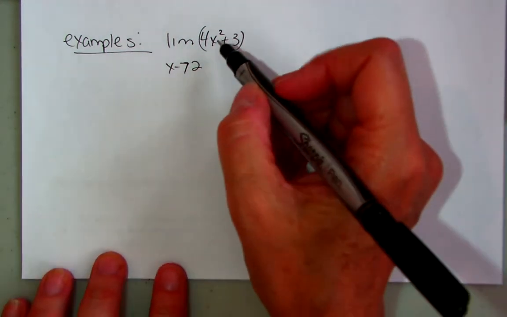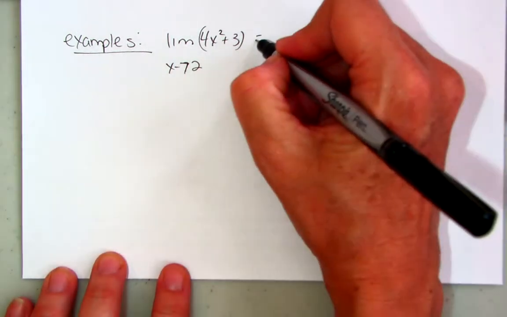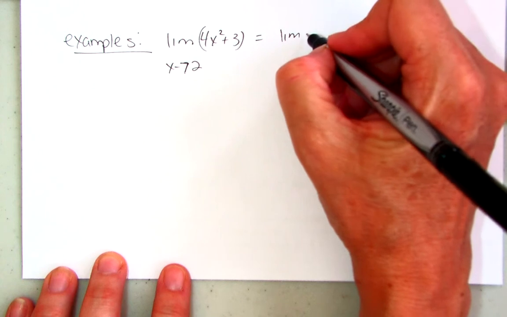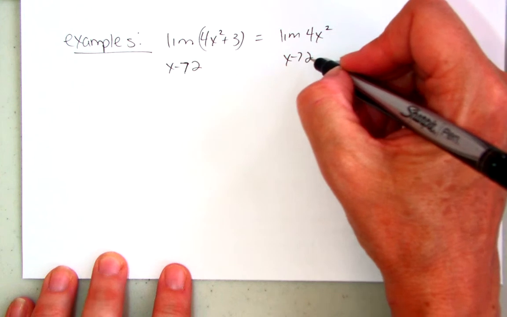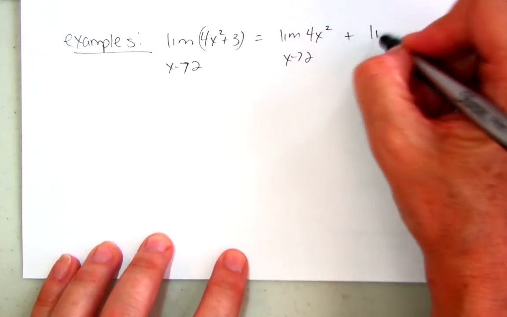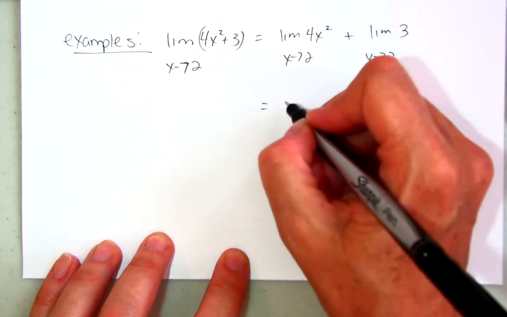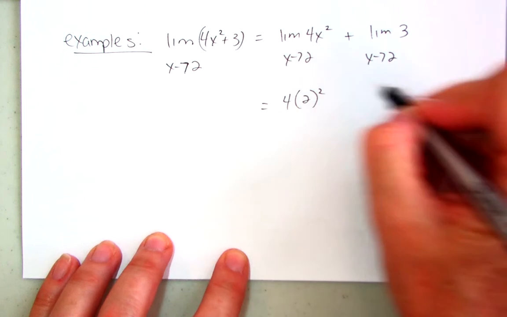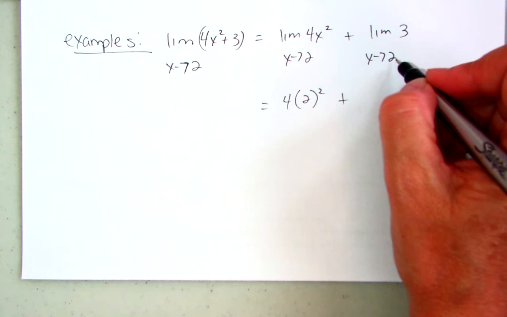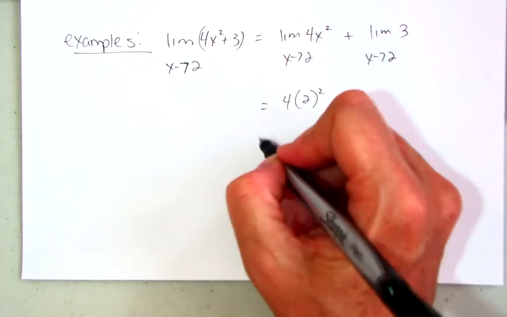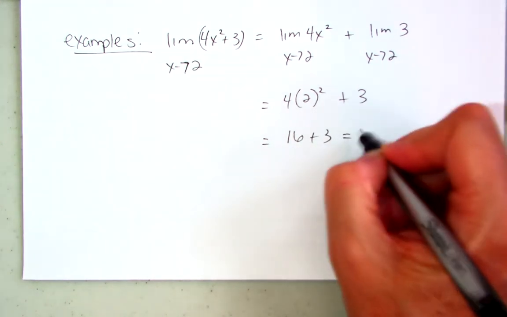The limit of the quantity 4x squared plus 3 as x approaches 2. I'm going to address that as the addition of two functions. So the limit of 4x squared as x approaches 2 plus the limit of 3 as x approaches 2. This is by direct substitution because it's just a parabola. This one here is a horizontal line, 3. So when I approach 2 from the right and the left, it's just going to be 3. So that's 4 times 4, that's 16, plus 3, that equals 19.